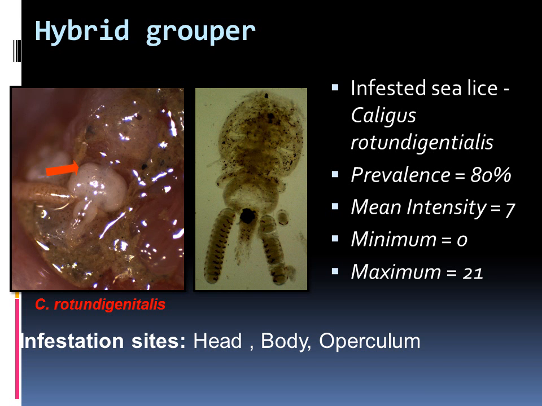And even in hybrid grouper, the infestation of Caligus rotundigenitalis was reported. We found the prevalence as 80% and the mean intensity was 7. And the maximum number of individual parasites found on a host was 21. And they were infesting mainly the head, body, and operculum region.